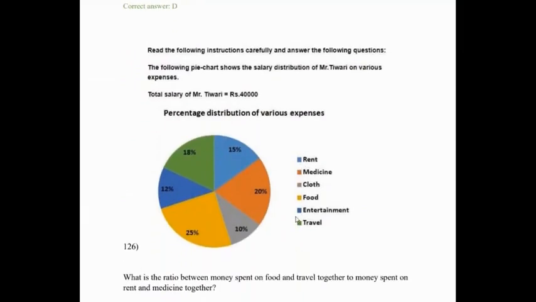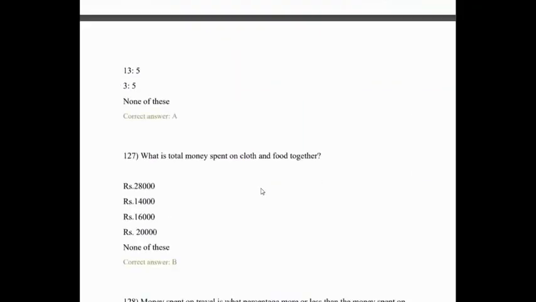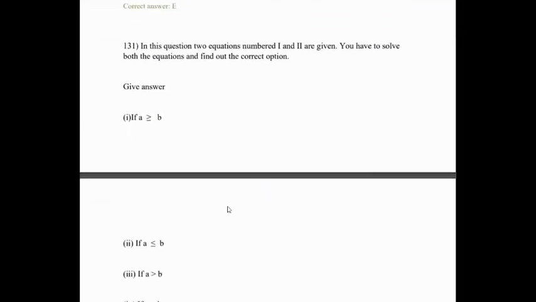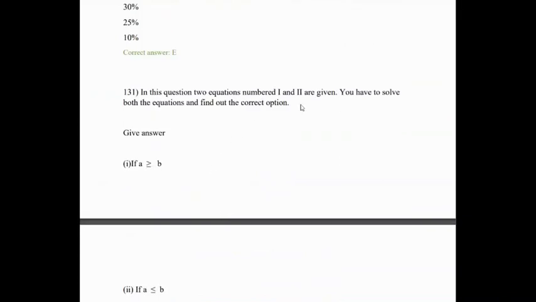Now one more DI we have. So already we have seen 5 questions on DI. Now this is based on a pie chart. So again 5 questions on this pie chart. Okay, so 10 questions. Okay, now we have to see, you have to solve both the equations and find out the correct option.